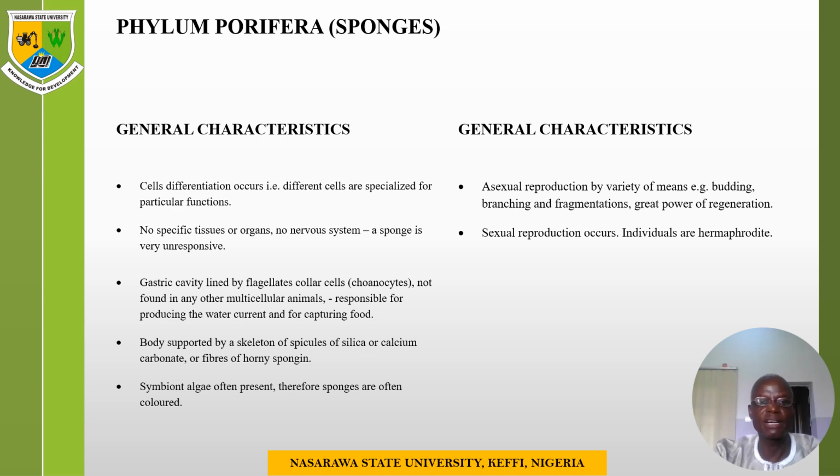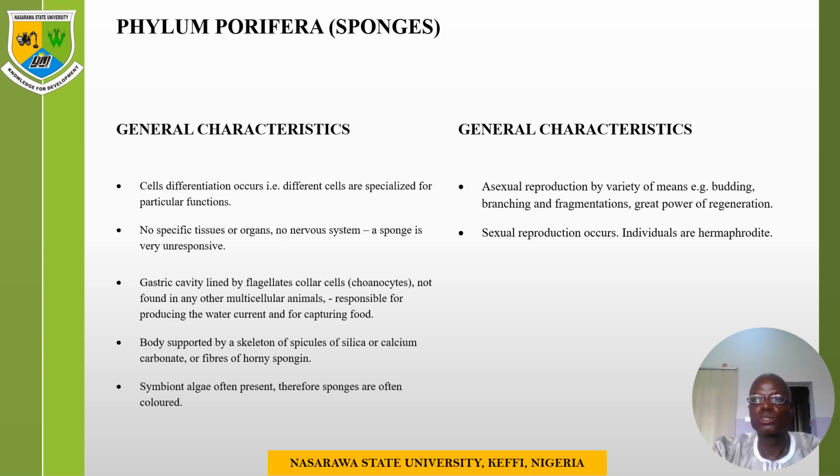The body is supported by a skeleton of spicules of silica or calcium carbonate, or fibers of spongin. Simple algae are often present. Therefore, sponges are often colored. So the algae give them the color.